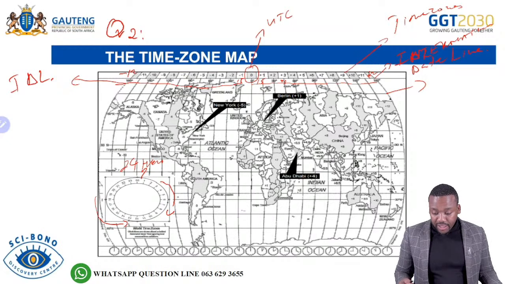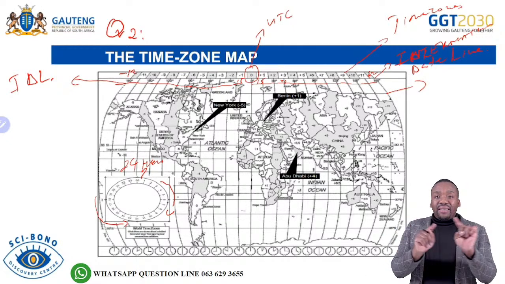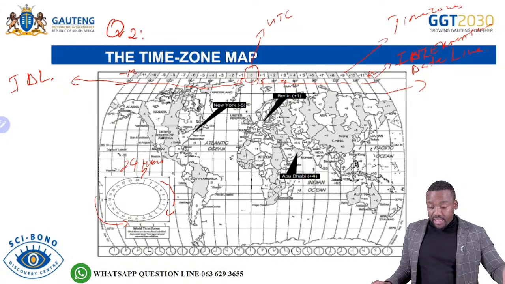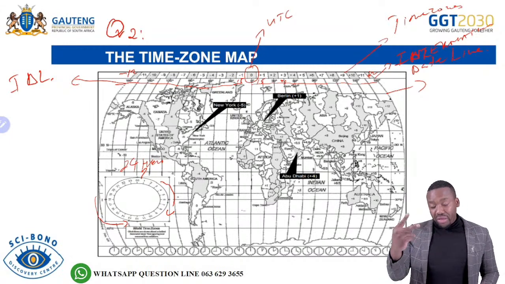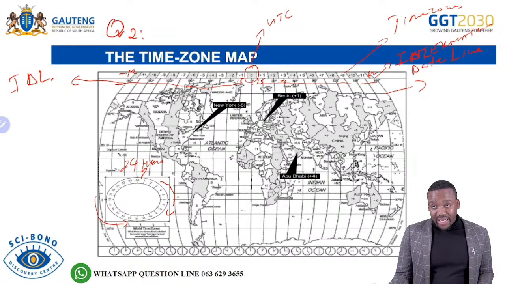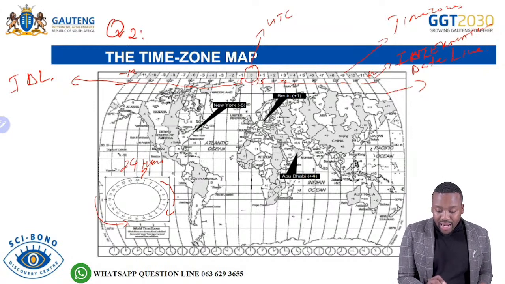Our IDL, right? Remember, we said at the 180 degree line, this is the zigzag line that separates today and the next day, or today and the previous day, and this is where all the calendar dates change. Meaning when the earth is rotating, when we get to the 180 degrees, it means we are going to the next day, right?